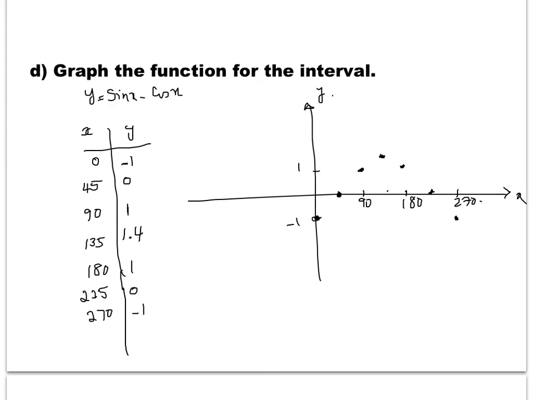So we are going to have a curve like this one. This is part of our graph in the interval of 0 and 360. But to finish the interval, we also have to have the value at 360, which you can do yourself if you want.